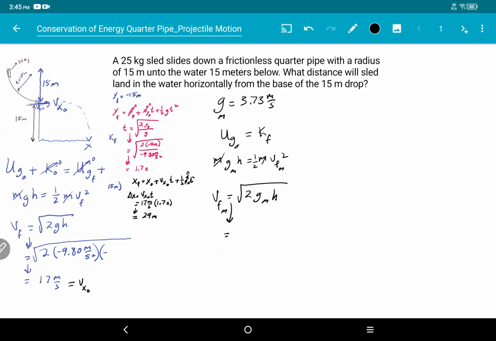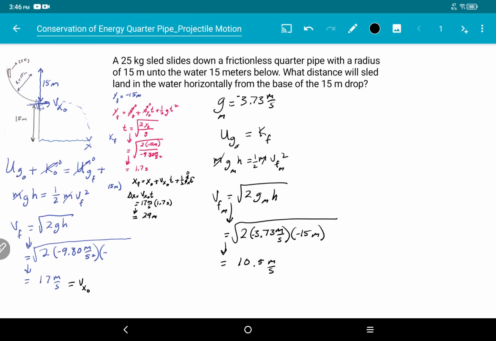So let's put some values in there. And we're going to have 2 times 3, and we'll say this is negative also, so negative 3.73 meters per second squared. Should have done that up above too. The negative 15 meters, just like before, square root the whole thing. And we're going to have a velocity of 10.5 meters per second. All right, that sounds good.